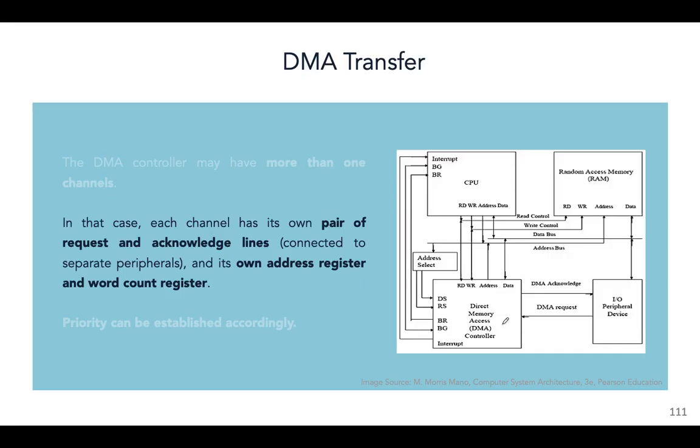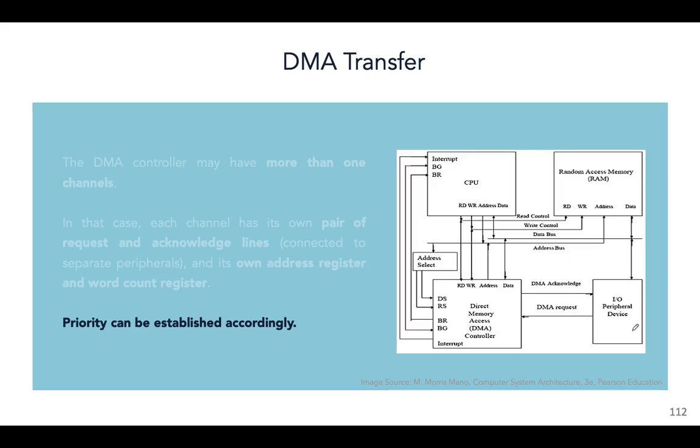So in that case, each channel has its own pair of request and acknowledgement lines, right? So if we had more peripheral devices attached to this DMA controller, we would have the requisite number of request and acknowledgement lines, right? Then each of them would have their own address registers and their word count registers. So priority can be established accordingly. According to the speed of the devices or the urgency of the data transfer, the DMA controller can then assign priority to all of the devices attached to it. But the overall process of transfer remains the same as the one that we just discussed.